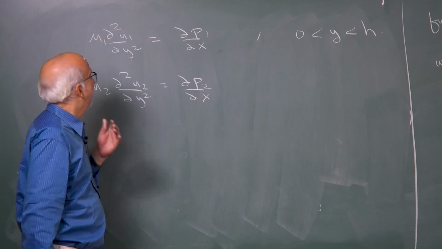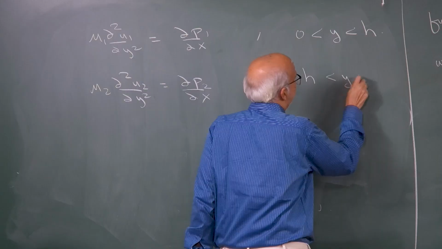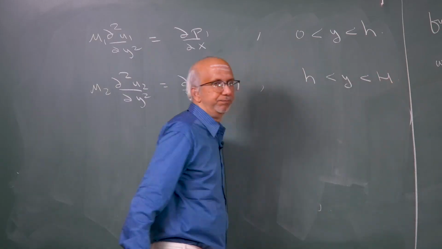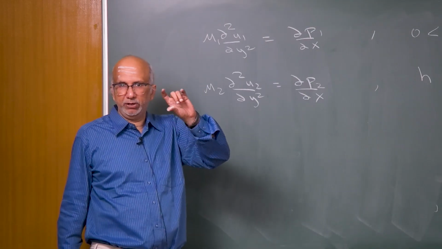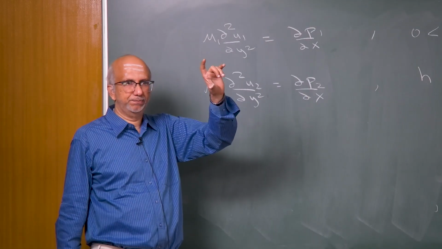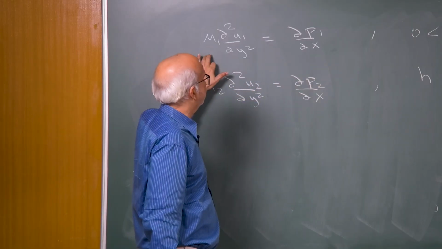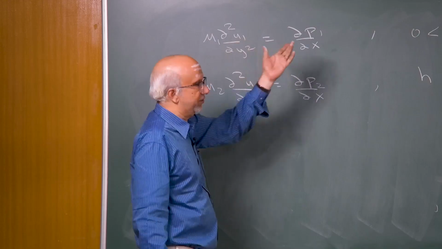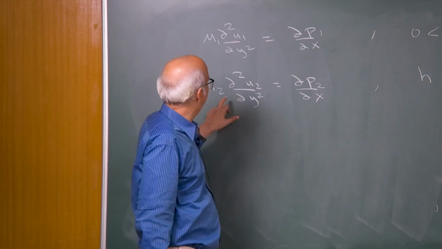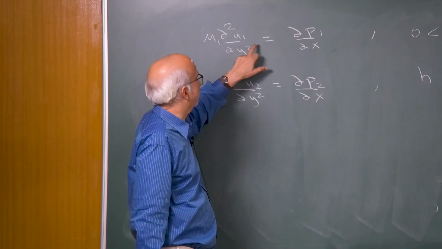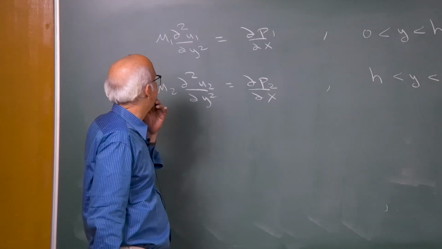Okay. And this is going to be valid in what domain? Small h less than y less than capital H, because the second fluid extends from y going from small h to capital H, and the first fluid from 0 to h. So, this is the simplified momentum equation. I just didn't go through the same arguments again, but you will get the same thing. Only thing is, instead of subscript 1, you have subscript 2.